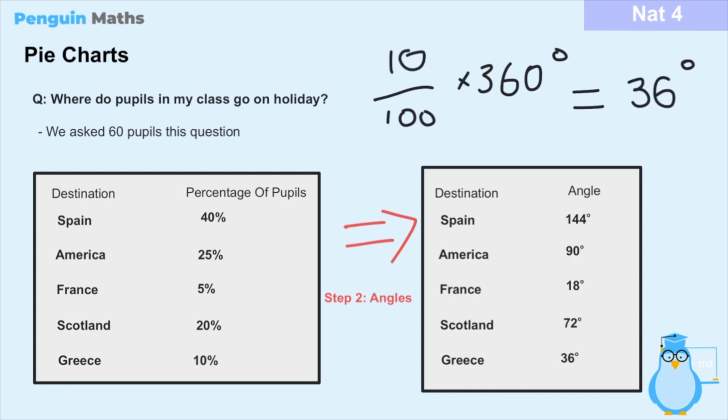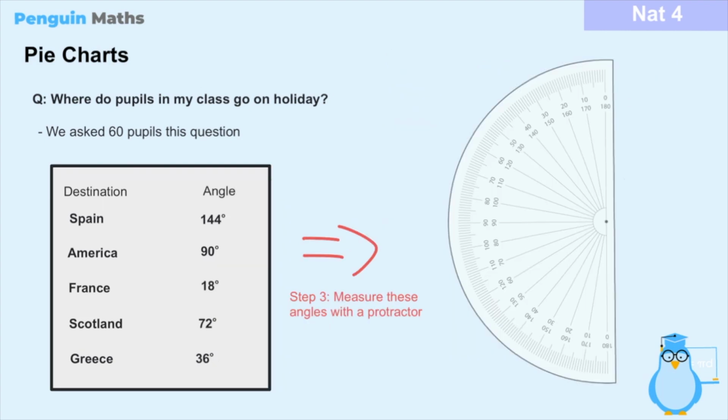Once we do this process for each one of these, then we have the angle for each one of the destinations within the circle. And if we add up all of these angles, then we will get an answer equal to the total amount of 360 degrees. The final step of drawing a pie chart is measuring out each one of these angles by using this device here called a protractor.